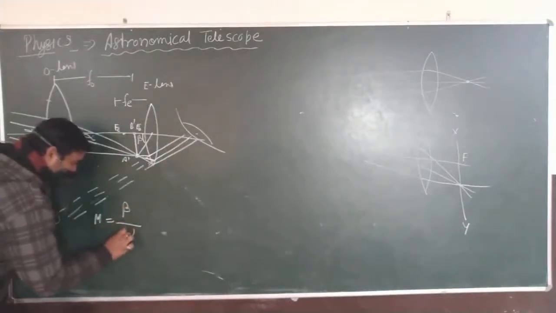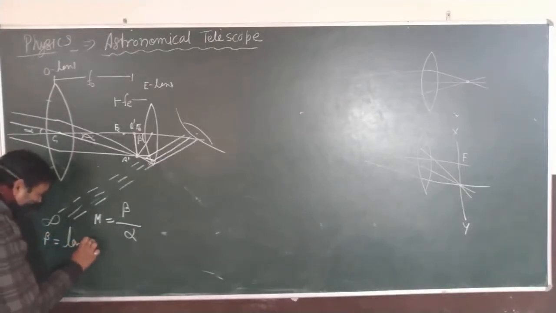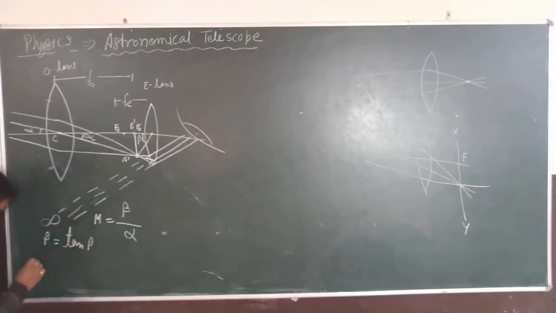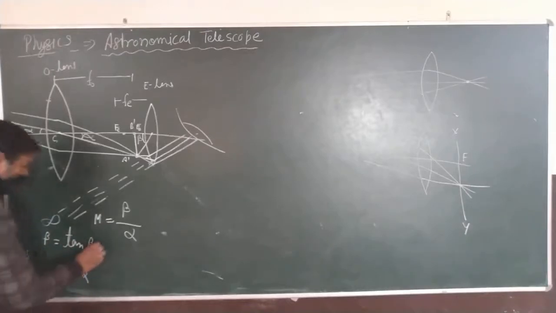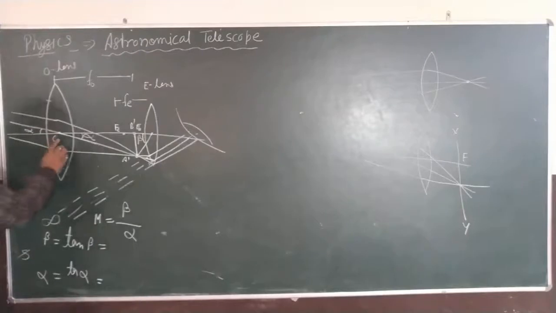Now we can calculate that beta is equal to tan beta and alpha is equal to tan alpha. Now see, this is triangle 1.